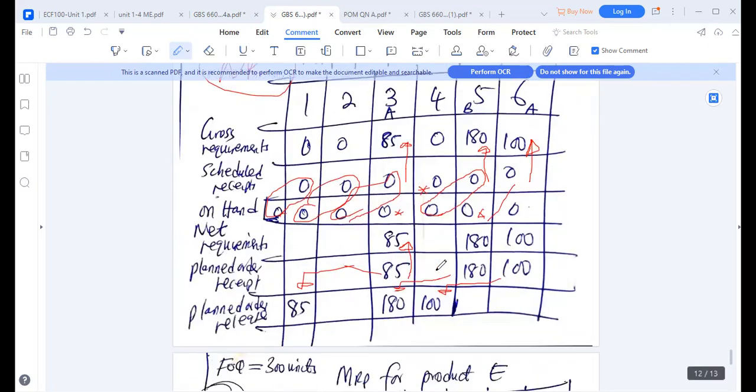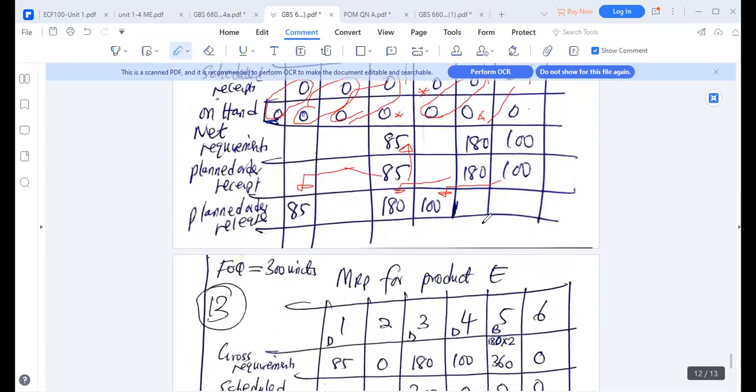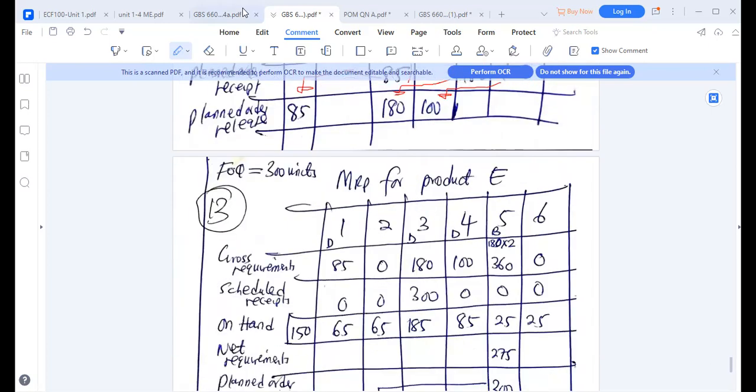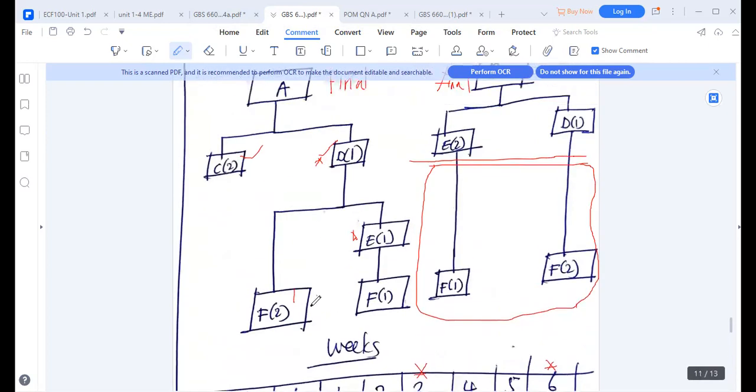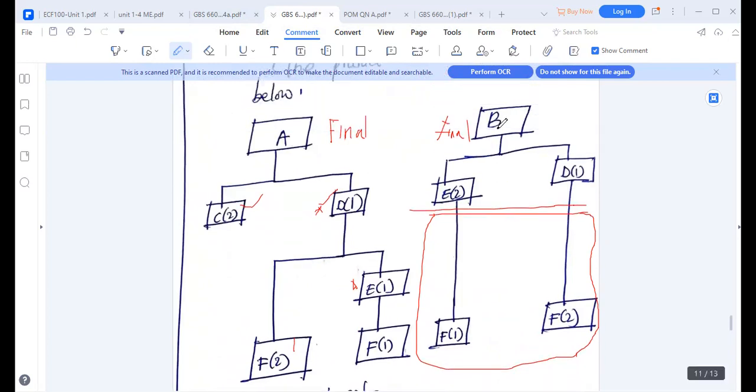Now we check the MRP for E. For the MRP for E, we have to look at the structure where E is coming from. When we do a combination, we combine. So E is coming from D, as well as E is coming from B. From B it is by 2, and from D it is by 1.